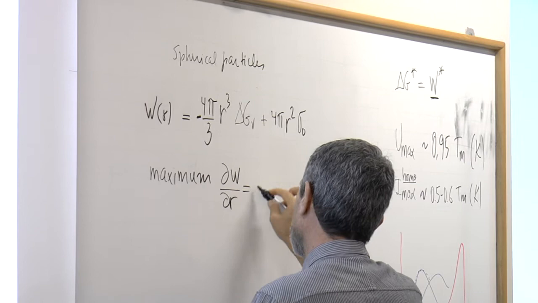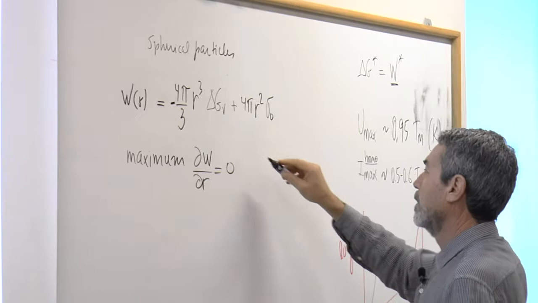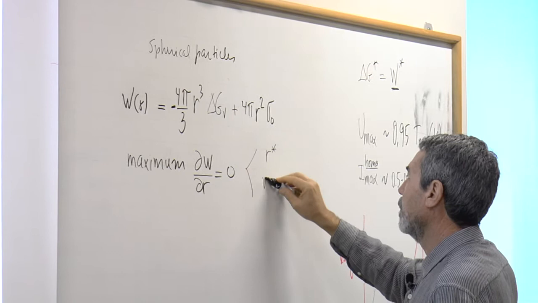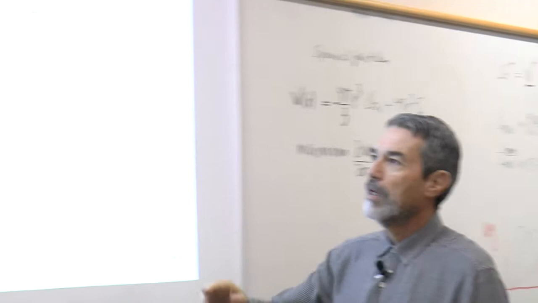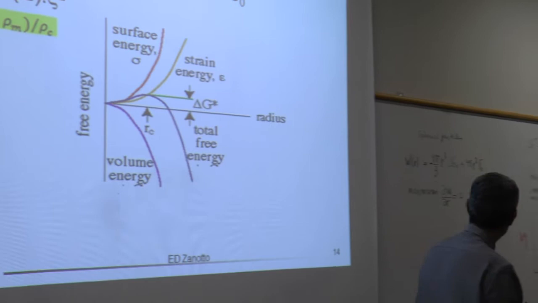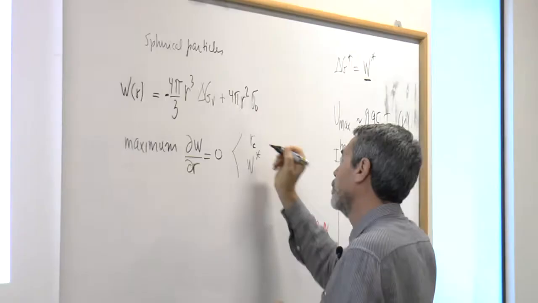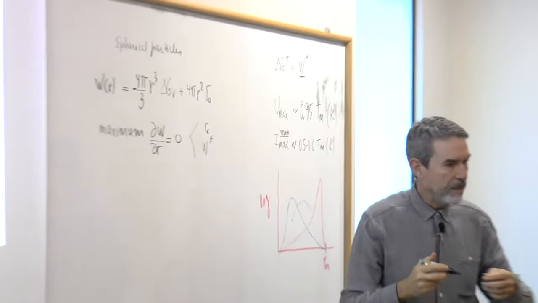I'll give you 2 or 3 minutes to calculate. I want to calculate here the size of the critical nucleus and the value of W star. I want to calculate this R C and delta G star. Let me use the same notation for the size of the critical nucleus from this expression. Please try to exercise yourselves for a minute or so.